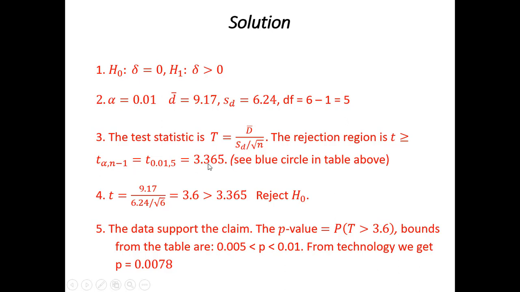When we substitute values into the test statistic formula, we get D bar 9.17 divided by 6.24 over the square root of 6. So this simplifies to 3.6, which is greater than the critical value, 3.365. So therefore, we reject the null hypothesis. Practically speaking, we would say the data supports the claim that the first child does better than the second.